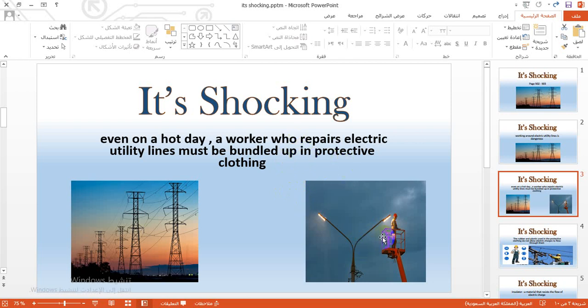What does that mean, guys? See this man now. What is he wearing exactly? He is wearing clothes made of plastic, or insulators. It will keep his body safe from the high voltage of electricity.